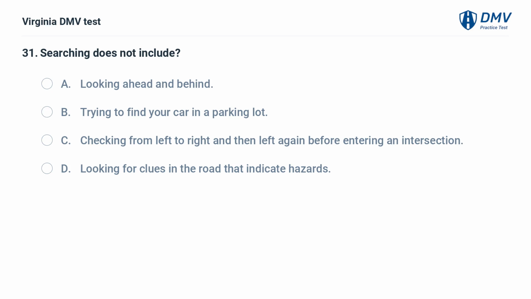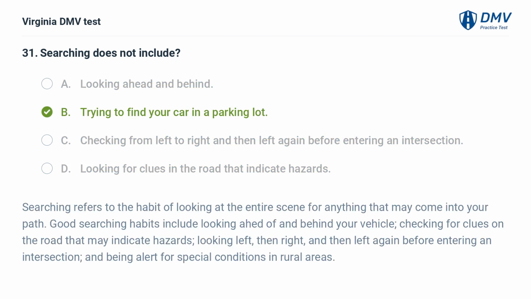Searching does not include A. Looking ahead and behind. B. Trying to find your car in a parking lot. C. Checking from left to right and then left again before entering an intersection. D. Looking for clues in the road that indicate hazards. B. Trying to find your car in a parking lot.